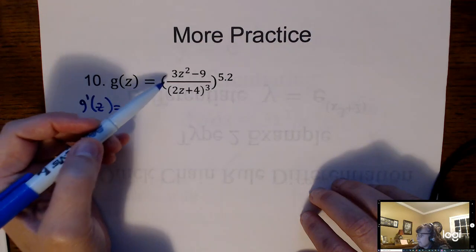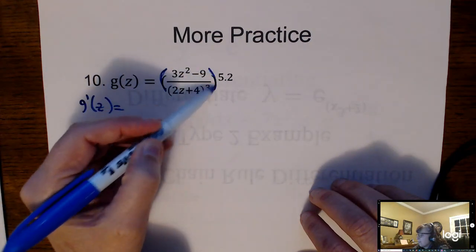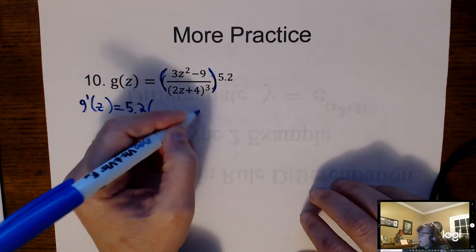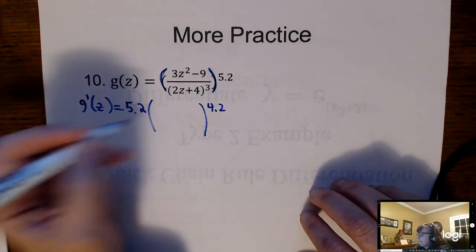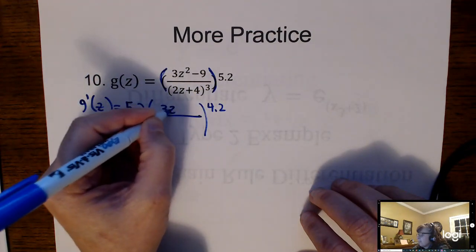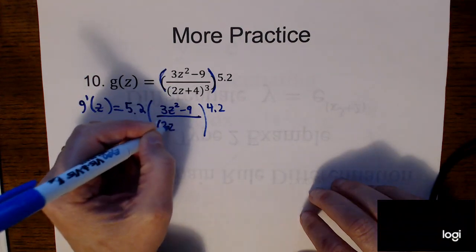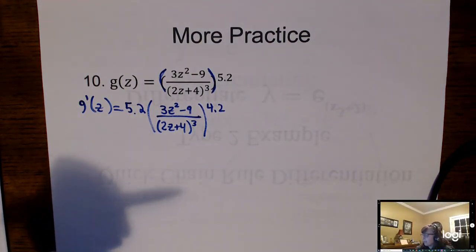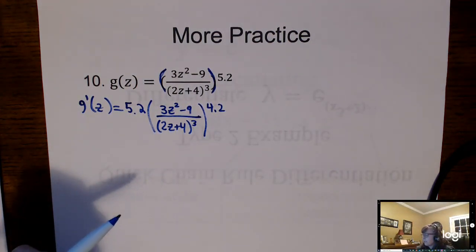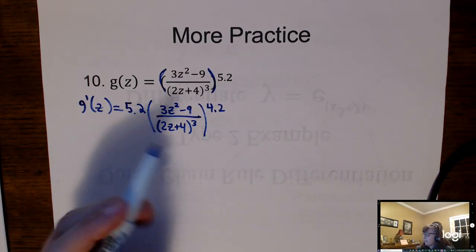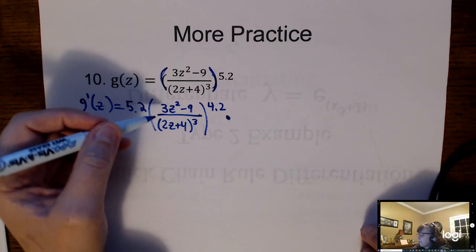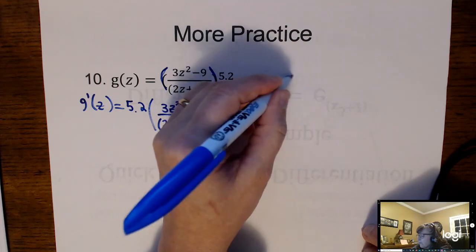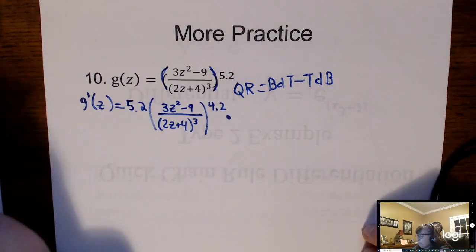The first thing is this parentheses is what we need to deal with first. So this is u to the 5.2. That's 5.2 times all of that to the 4.2. I'm going to copy down all of that inside, 3z squared minus 9 over 2z plus 4 cubed, because I don't have to mess with the inside when I take the derivative of the outside. So the chain rule says it's the derivative of the outside times the derivative of the inside. Now it's time to look at the inside, and it's a quotient. So the quotient rule is bottom derivative of the top minus the top derivative of the bottom.